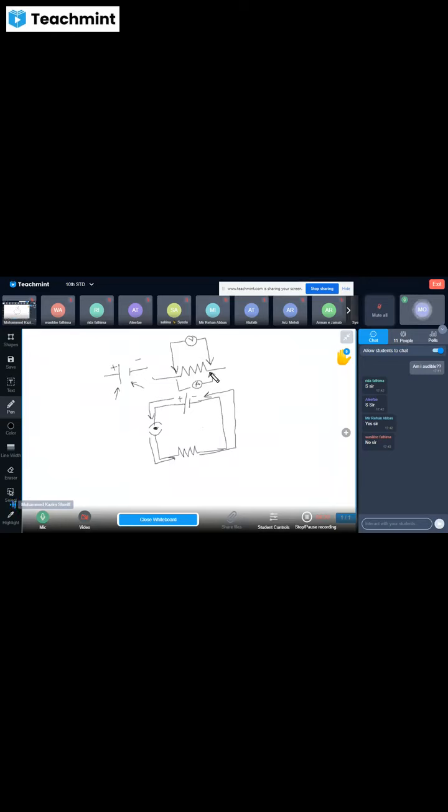Now the next thing which we see is what exactly is potential difference. Basically, the formula for potential difference is V is equal to W by Q. What is this V? What is this Q? V is voltage, or the potential difference.